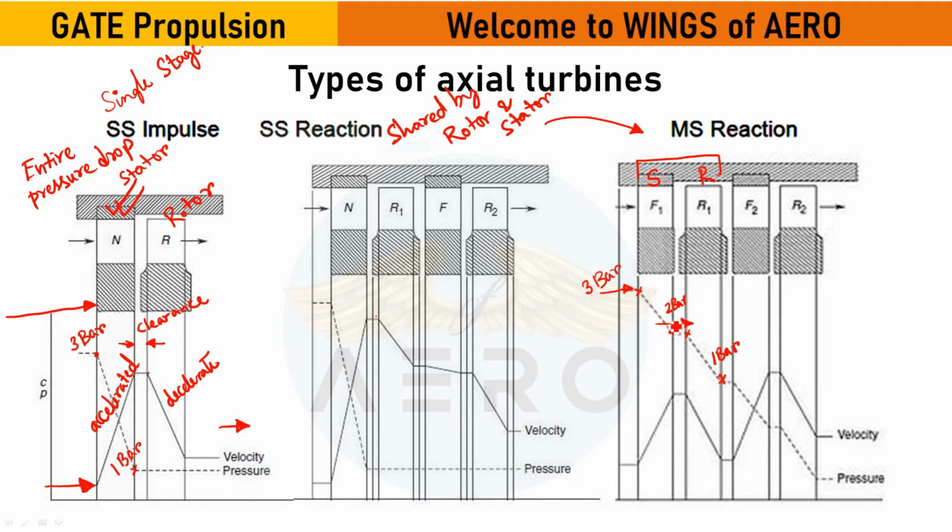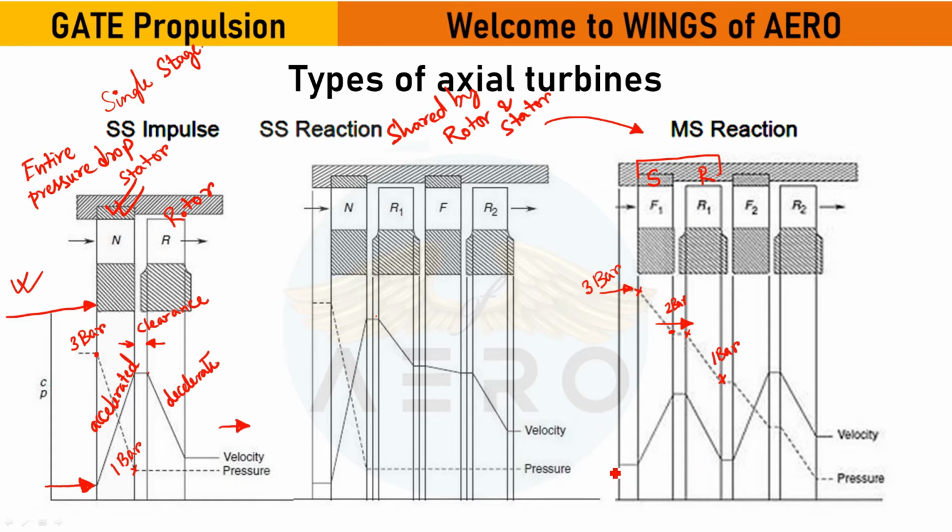Here what happens in this impulse, at a stage the nozzle itself causes a pressure loss, but here in the reaction both the stator and rotor share the pressure drop. That is the difference between the reaction and the impulse. Okay, now we have seen the pressure. Let's look into the velocity.